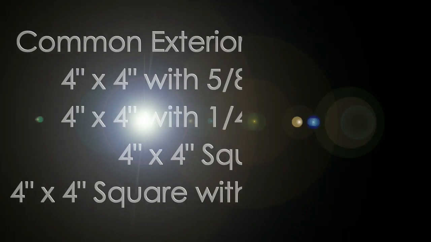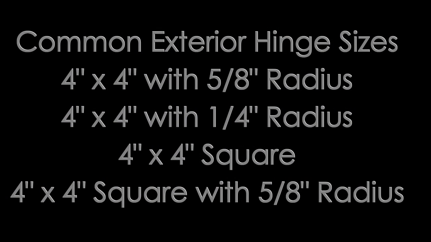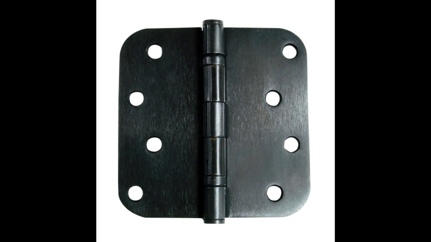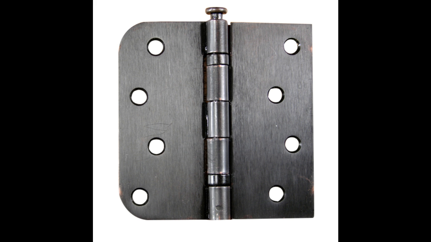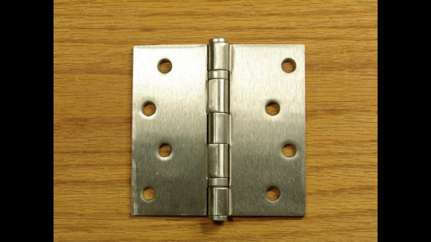Most residential hinges for your exterior doors will come in one of the following sizes and have a zigzag hole pattern: 4 inch by 4 inch with 5/8 inch radius corner, 4 inch by 4 inch with a 1/4 inch radius corner, 4 inch by 4 inch square with 5/8 inch radius corner, or 4 inch by 4 inch square corner.